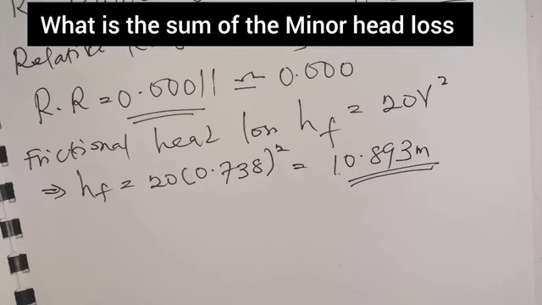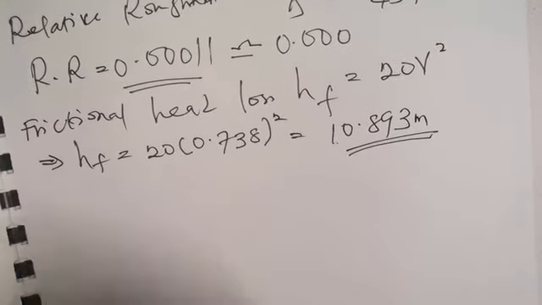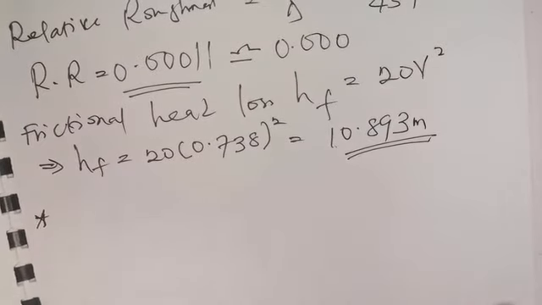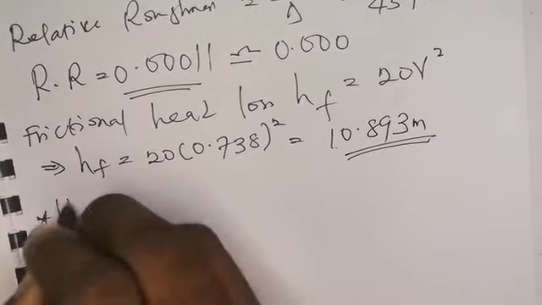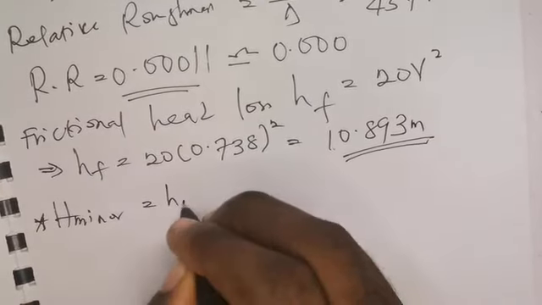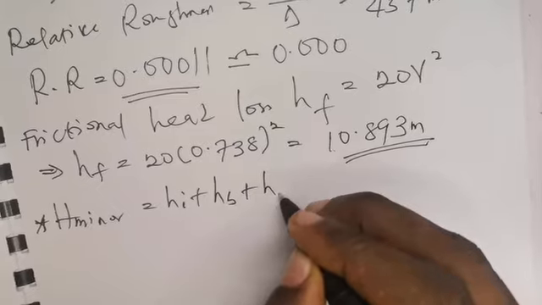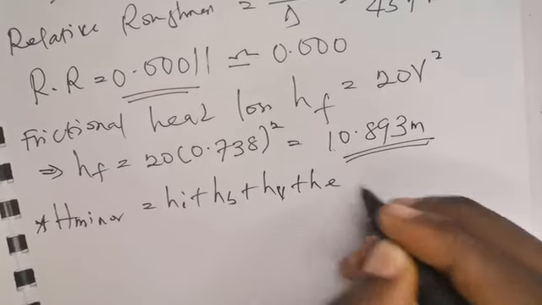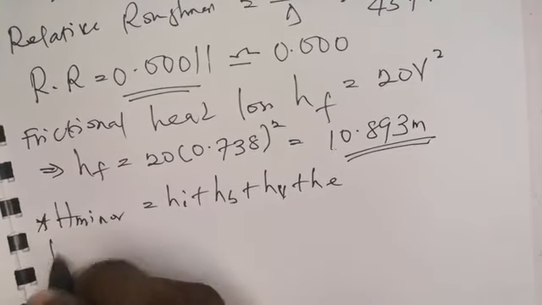The next question says, what is the sum of the minor head loss? Now the minor head losses are the other head losses excluding the head loss due to friction. The head loss due to friction is actually a major head loss. So the minor head loss, H minor, is simply head loss due to inlet plus head loss due to bend plus head loss due to valve plus head loss due to exit. These are the minor head losses. So let's add their values up.